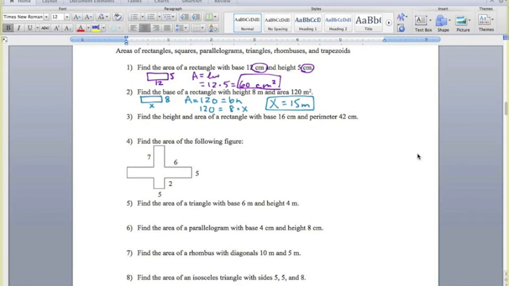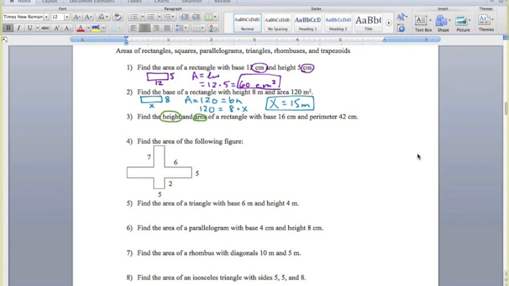Question 3, find the height and area. So in this one, we were asked for two things. We need to make sure we find both of those things. Some of your homework questions will ask you to find more than one thing. So make sure you pay attention to your directions and do it all, otherwise you'll be getting half credits.